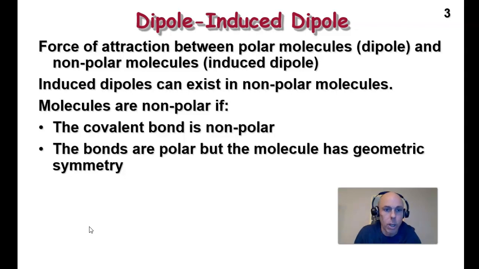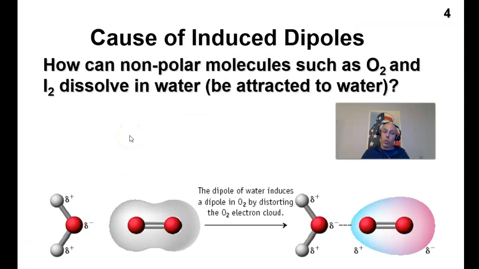I want to remind you, though, that molecules are nonpolar if the covalent bonds are nonpolar, or the bonds are polar but the molecule is symmetrical. So one might wonder why or how a polar molecule with a positive end and a negative end could be attracted to a nonpolar molecule, a molecule that's overall neutral, because only opposites attract. Well, the reason why is that the polar molecule can induce a dipole in the nonpolar molecule. Take a look down here.